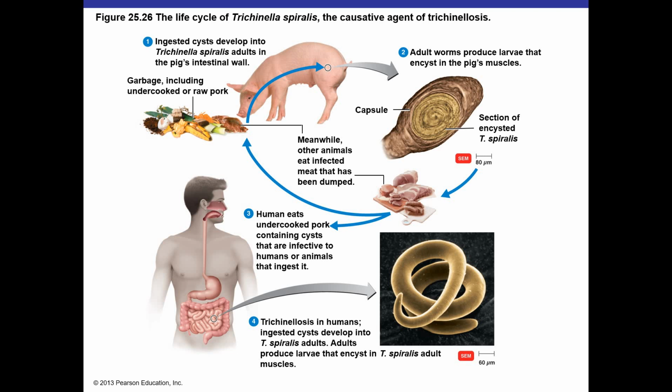And we see that as humans eat the undercooked pork, the contaminating cysts are then infective, and the trichinosis in humans, as we ingest the cysts, develop into the adults. The adults then reproduce, producing the larvae. The larvae then can go to arm muscles and cause a very painful disease. So again, cooking things well is going to prevent the transmission of this disease.